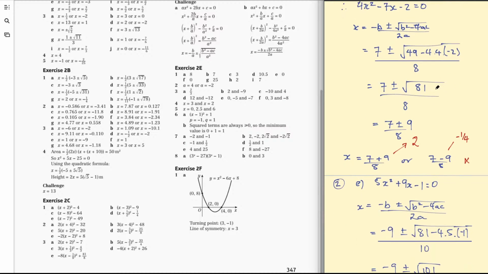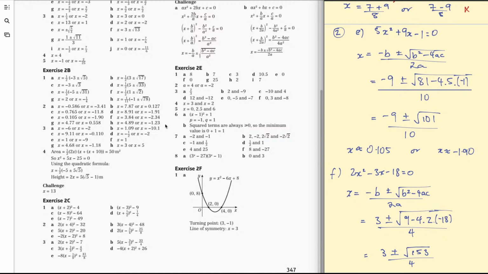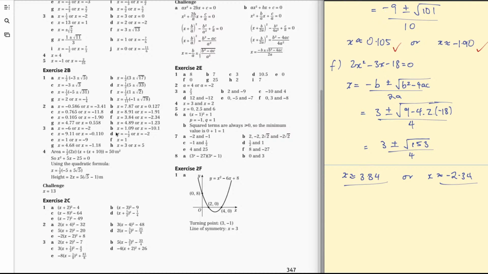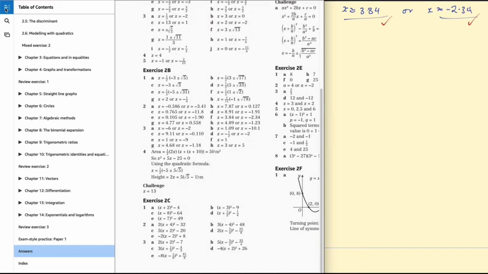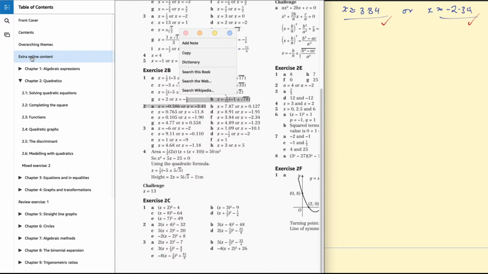Okay. On to question 2. 2e, 0.105 and negative 1.9, and f, 3.84 and negative 2.34. And if you did any of those yourself, make sure to go and check those as well. Okay. It's frustrating when you make silly mistakes like that.